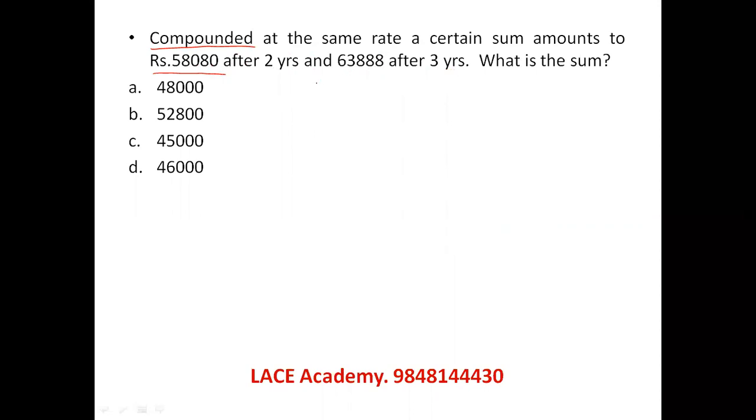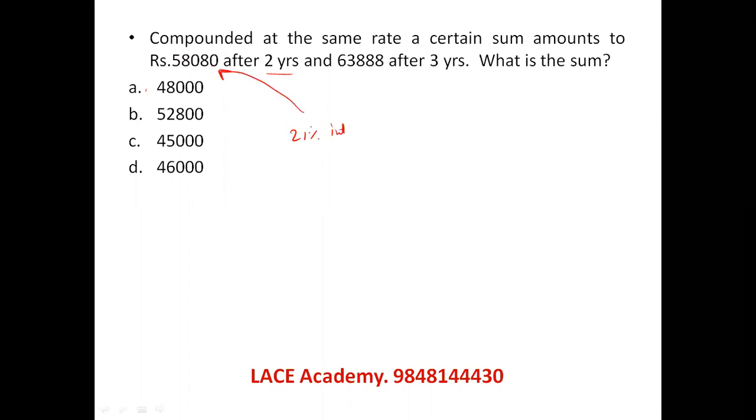5,880 to here, the difference is 5,808, right? So perfectly 10%. So rate of interest is 10%. Compounded 2 years, the rate of interest should be 21%. So he's asking on these amounts where 21% interest is levied, this amount should come.